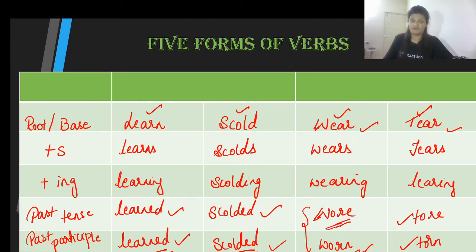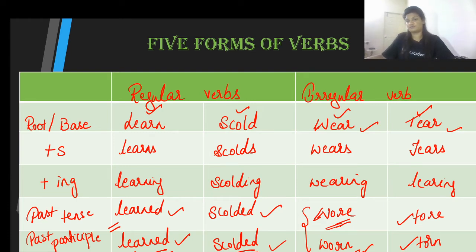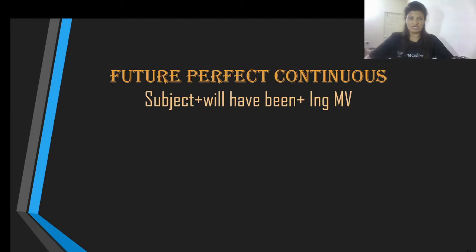Therefore, when you have verbs with similar past tense and past participle, you call them regular verbs. And when you have different past participle and past tense, you call them irregular verbs. These forms are important for you to understand, and we have learned this so many times that I'm pretty sure by now you have memorized or understood clearly the five forms that we have. Now let us move on to the next category, which is the examples.